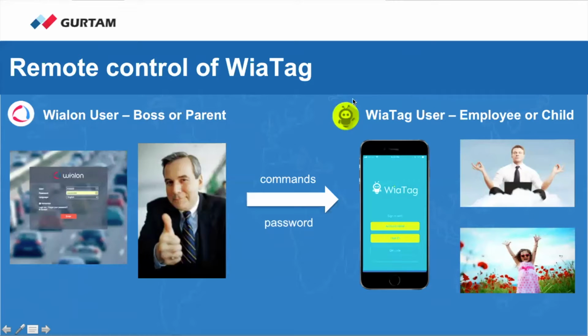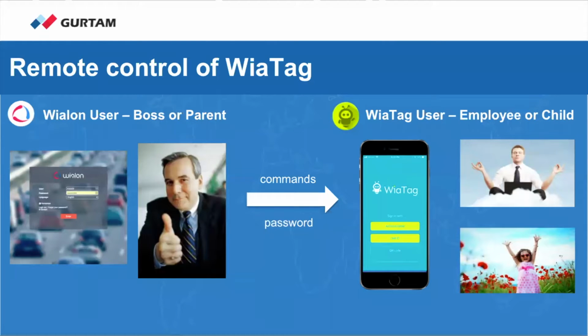And how is it implemented? It's implemented via commands. So this WiaLon user sends the commands from the WiaLon main interface to their app, and the application reacts to these commands. Nothing would work if we don't use the password, because this employee or this child shouldn't be able to interfere with the app settings. And the only way the boss or the parent can control it is by setting up the admin password.